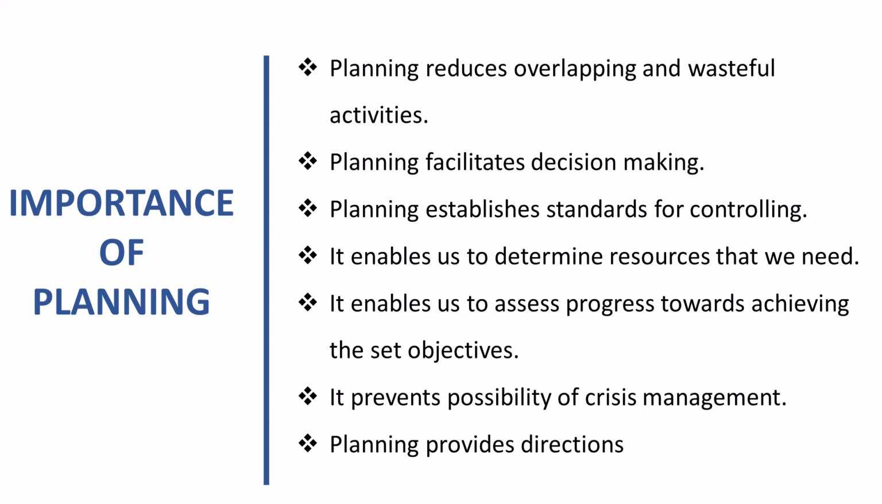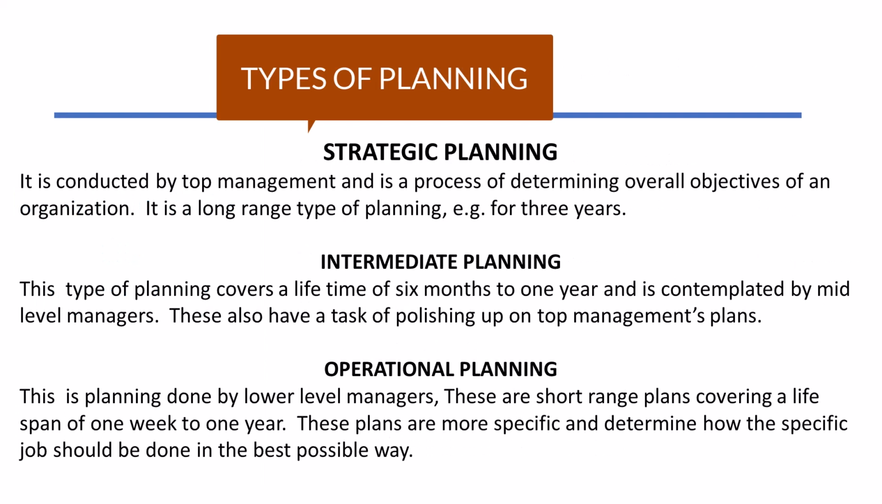That is planning. Now, this planning has got types. Let us discuss these types of planning. The first one is strategic planning. It is conducted by top management and is a process of determining overall objectives of an organization. It is a long-range type of planning, e.g. for 3 years.